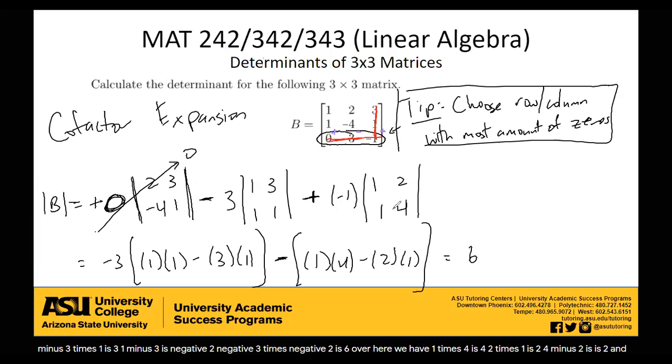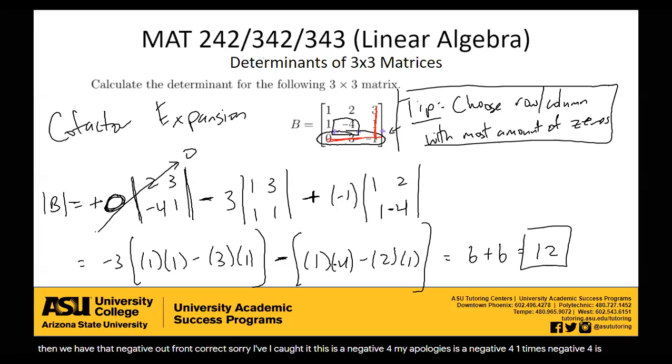Sorry, I caught it. This is a -4, my apologies. This is a -4. 1 times -4 is -4, 2 times 1 is 2, -4 minus 2 is -6, making that negative out front here. We have 6 plus 6, which ends up giving us 12. So the determinant of our matrix B is in fact 12.